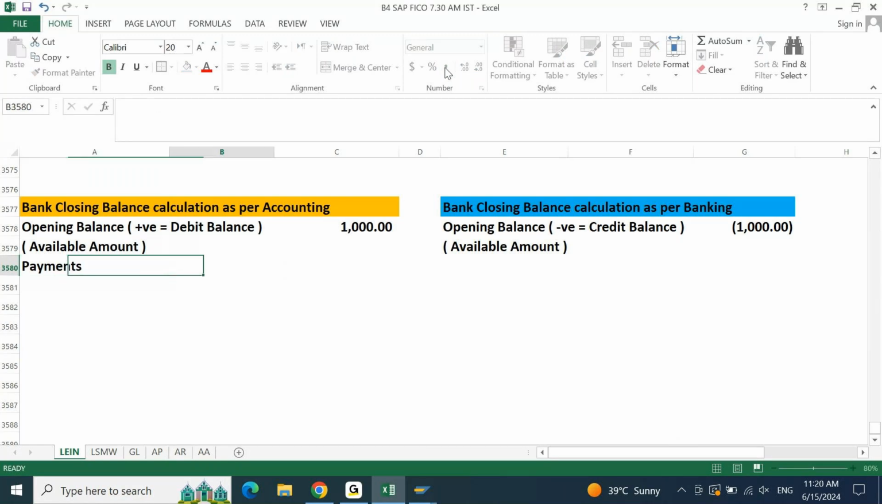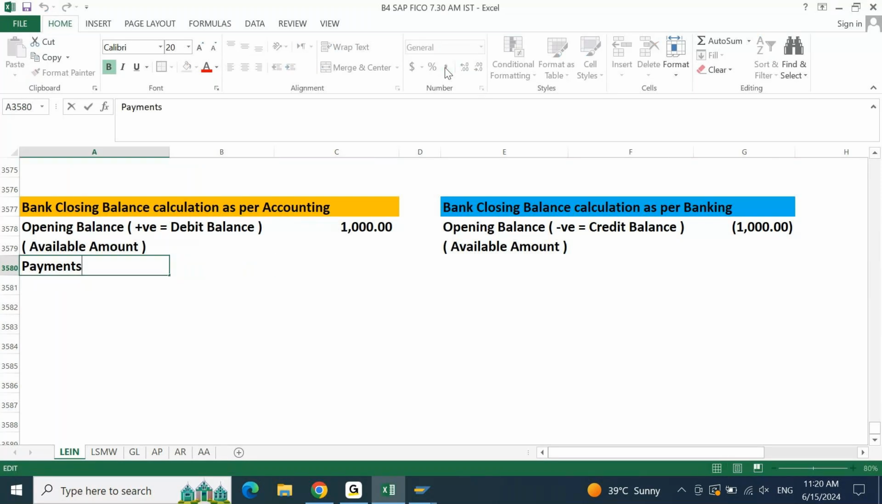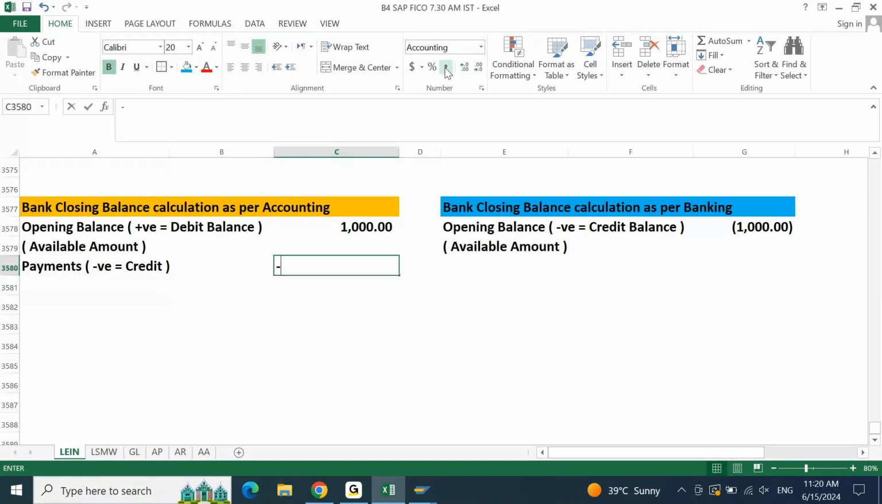I'm going to write payments, and the payment is 200. Now according to us, whenever you're talking about any payment, payment is a negative number. Negative means credit here. According to accounting, credit means negative. Now I am going to put negative here, minus 200, simple.